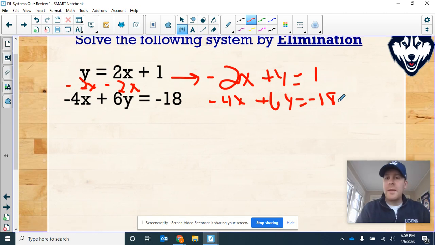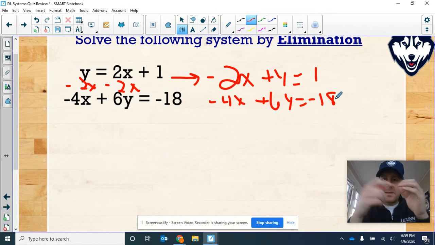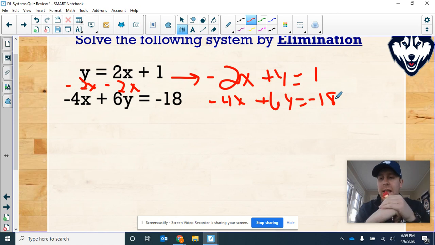So now, for elimination to work, we want to add the equations together. And when we add them together, we want one of the variables to cancel out. What I like to do, guys, is think ahead. If I were to add these equations together right now, would either variable be eliminated? Well, let's check. If I add negative 2x plus negative 4x, that's negative 6x. Nope, I need that to be a 0, so that doesn't work. y plus 6y is 7y. That one doesn't eliminate either.